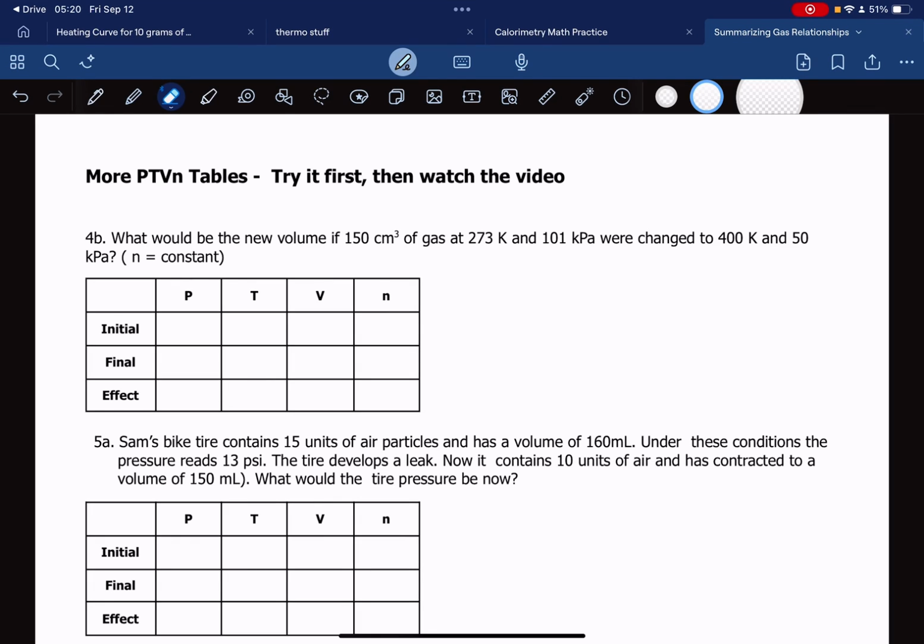All right, good morning. So, let's start with 4B here at the top of more PTVn tables. No typos in this sheet. Sorry about that typo. I was going really fast when I was making that.